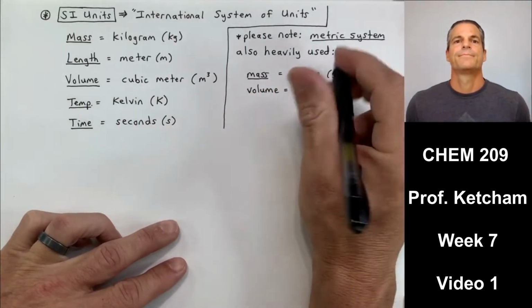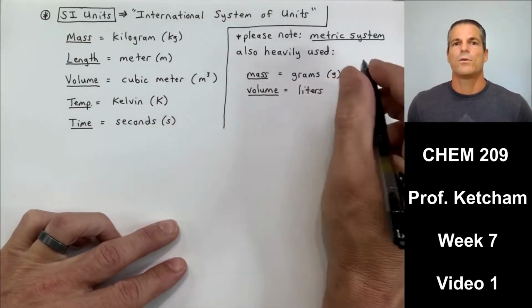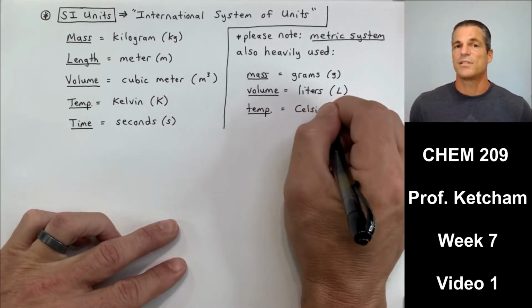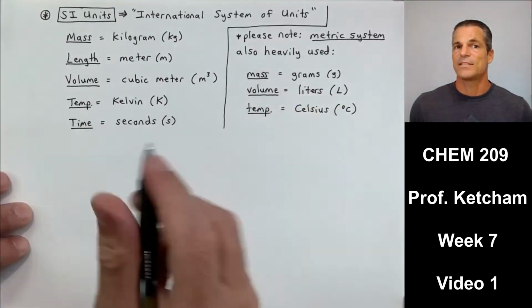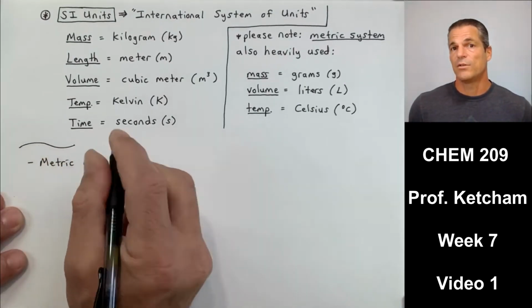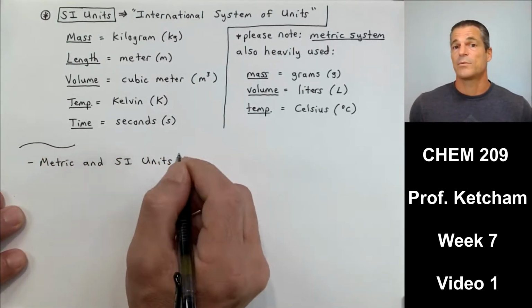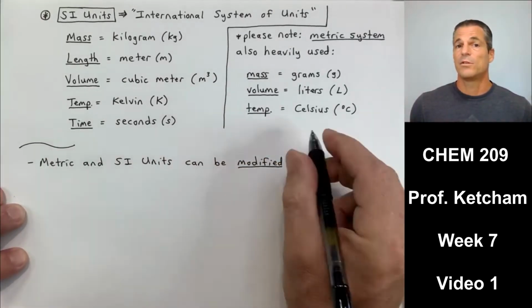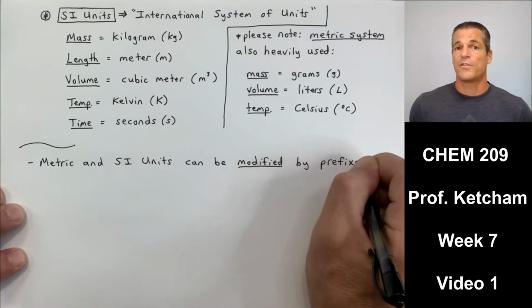We'll get to that. Now, as a side note over here, I'm writing down some notes on what are known as the metric system. The metric system is not the same as the SI units, but the metric system is also heavily used, especially in chemistry. So for mass, we use grams, volume, liters. Temperature, we like to use Celsius. So please note the difference between those two.